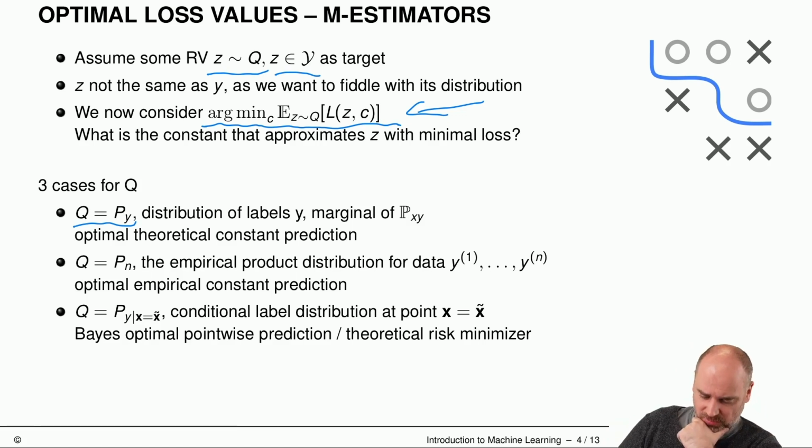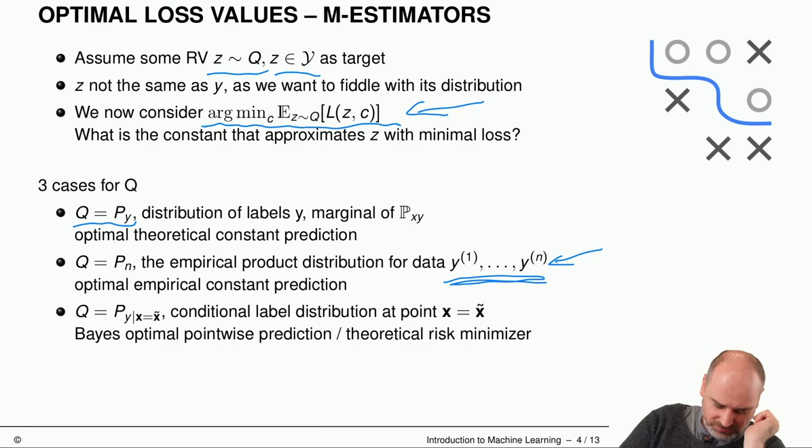And then, of course, there's the empirical version of that, where we're observing n labels and we are going to perform some constant prediction. So what's now the best empirical constant we can associate with this vector of all of the observed labels in a loss minimal sense? And even more relevant to us, because we're interested in prediction, right?